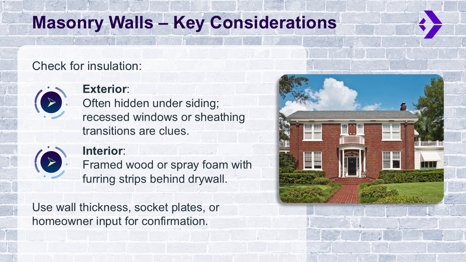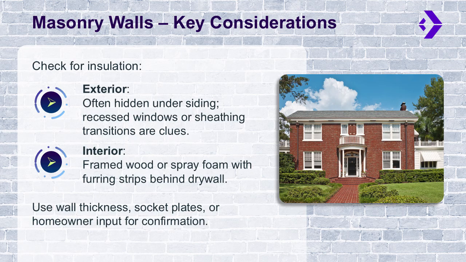Exterior insulation is often hidden under the siding. Similar to external insulation for framed walls, look at the windows. If they're recessed, that's a common indication of external insulation. You can also look at transitions in the sheathing or at the outdoor outlets. Or you may need to ask the homeowner if they had it installed or have any construction documents to help.